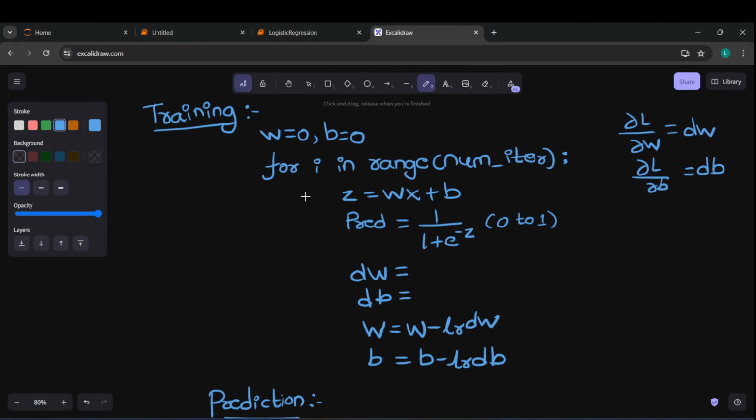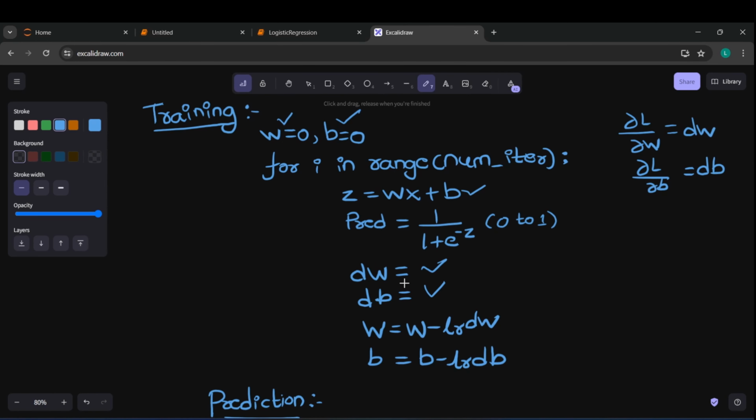Okay, now let's put it all together to create a logistic regression model. First we initialize the weight values and bias values as 0, and for the number of iterations we repeat the following process. First we calculate the value of z by multiplying the weights with the input features x and adding the bias term to it. Then we make predictions for the current values of w and b, and to make a prediction we just have to pass the z value to the sigmoid function, which is 1 by 1 plus e power minus z, and it gives us a probability value from 0 to 1. And using this prediction we calculate the values of dw and db.